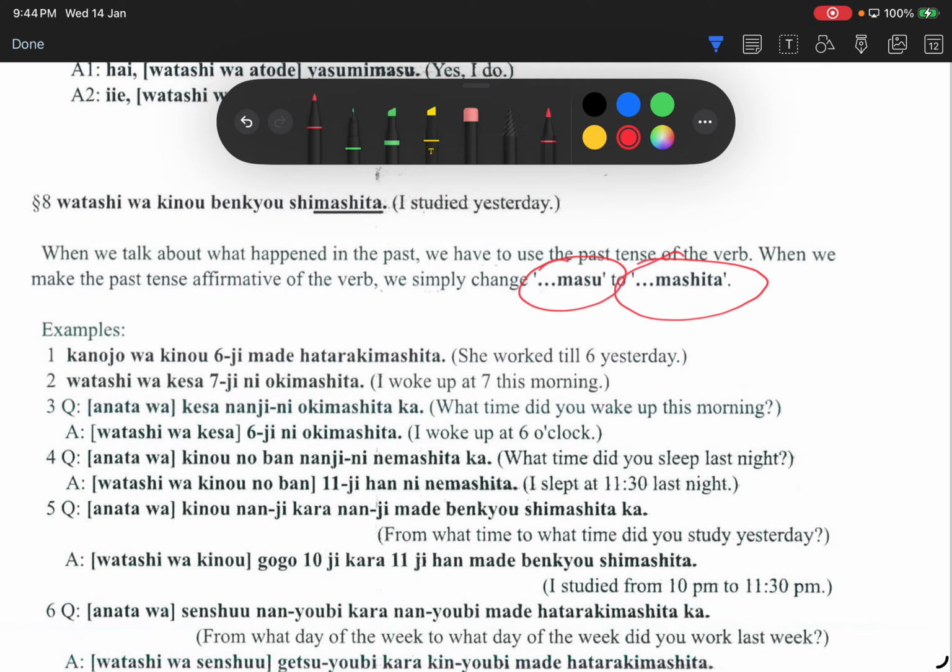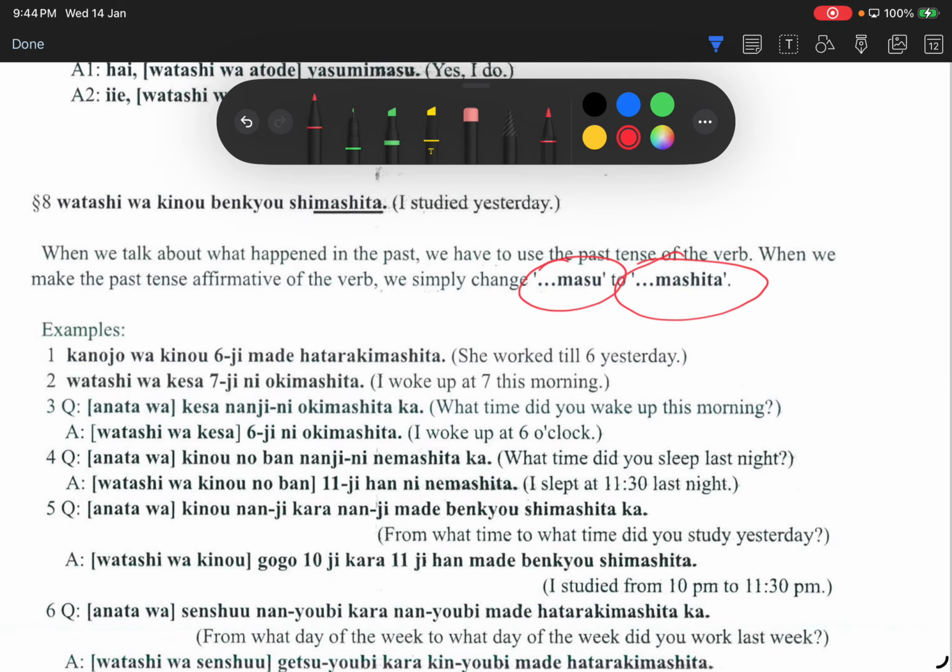Number 4, 昨日の晩. 昨日 is yesterday. So yesterday's night. That's why there's a no: the night belonging to yesterday, the night that is connected to yesterday. 何時に寝ましたか? 何時 is what time, what o'clock. So what o'clock did you sleep? We use past tense because of last night. It already happened last night.